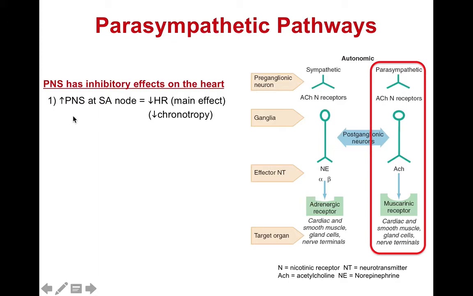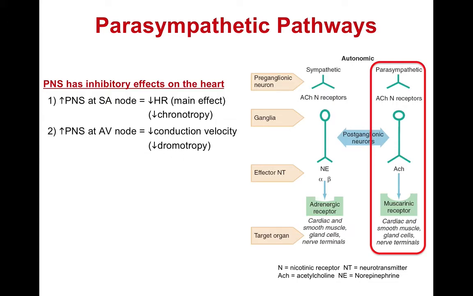So increased parasympathetic nervous system signaling at the SA node causes a decrease in heart rate, and that's the main effect. They call this a decrease in chronotropy. Increased parasympathetic nervous system activity signaling at the AV node causes a decrease in conduction velocity through the AV node. They call this a decrease in dromotropy. And this also obviously influences a decrease in the heart rate.